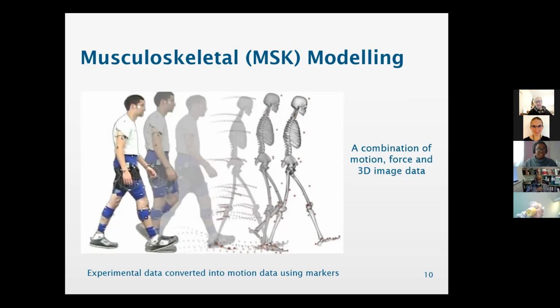So we've got force data as well, which I mentioned, and that's something important because it allows us to measure what external forces are happening as somebody is moving. And then the 3D image data is just a way that we can obtain this underlying structure of the skeleton. So that was taken from maybe CT, computer tomography, or MRI, magnetic resonance imaging.